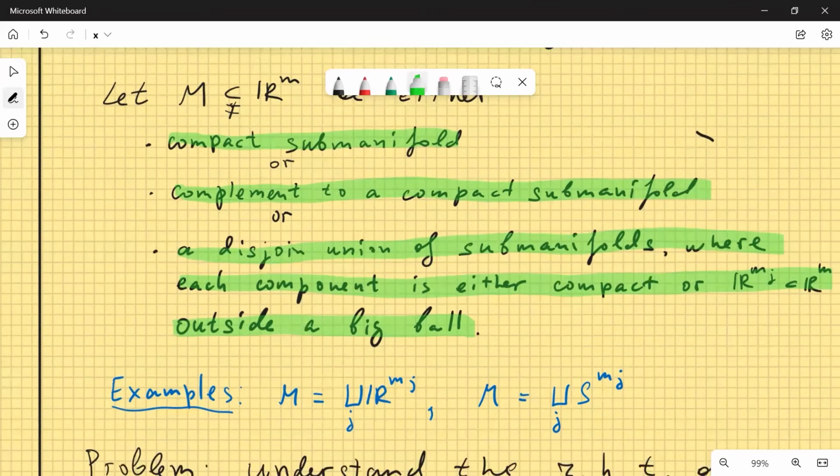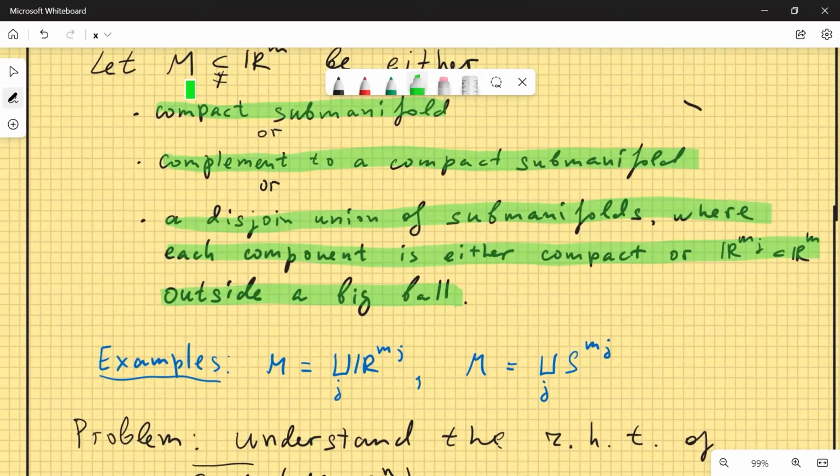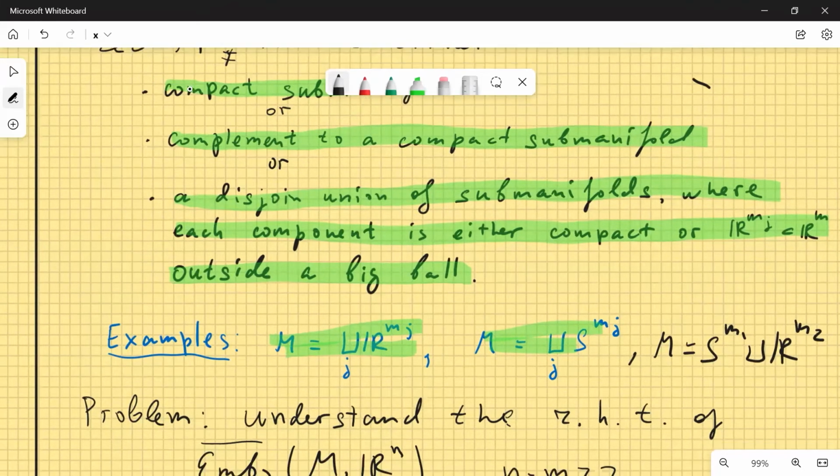So a typical example would be when we look at the spaces of string links, right? Or we consider the spaces of spherical links. Of course we can also mix those, and we can consider M, for example, to be S^{m_1} disjoint union with R^{m_2}. So we can mix them, and manifolds may also have boundary. So we also allow manifolds with boundary.